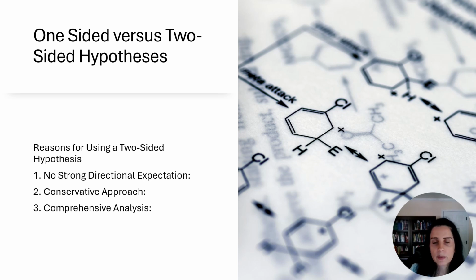This is important in exploratory studies or when the consequences of a type 1 error are severe. Two-sided tests also provide more comprehensive analysis by allowing for the detection of any effect regardless of direction. This is crucial in the early stages of research or when effects in both directions are theoretically plausible. By carefully considering the research question, the theoretical expectations, and the practical implications of the results, researchers can make an informed choice between one-sided and two-sided hypotheses.